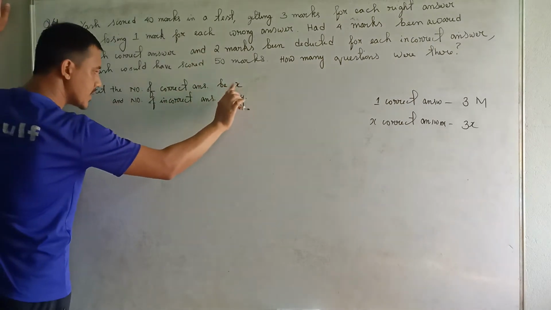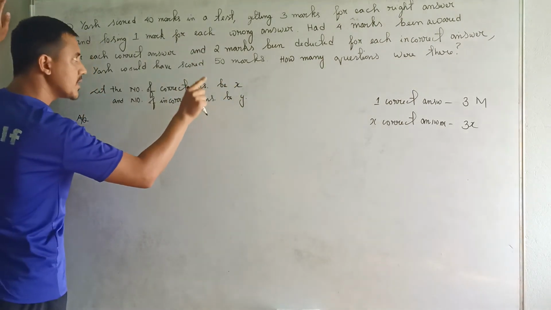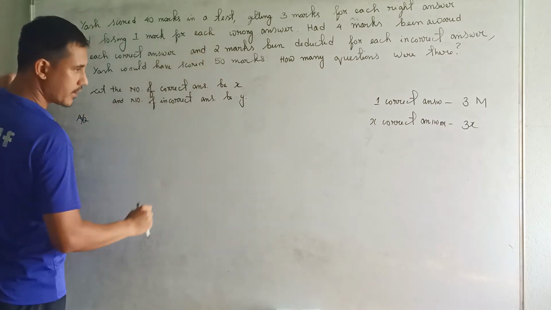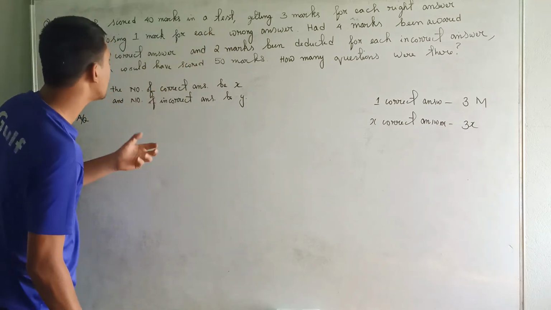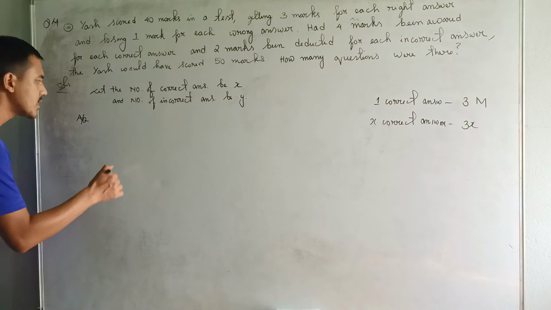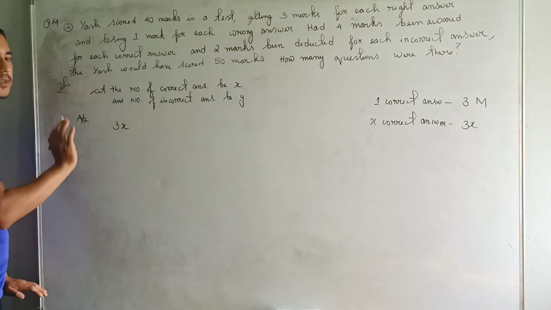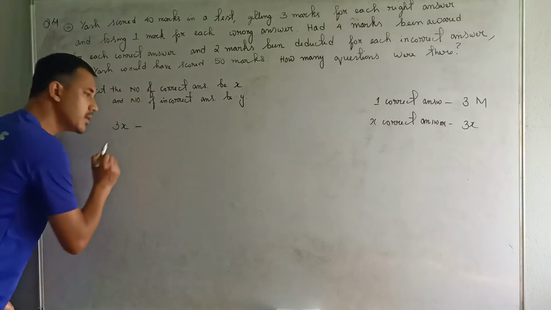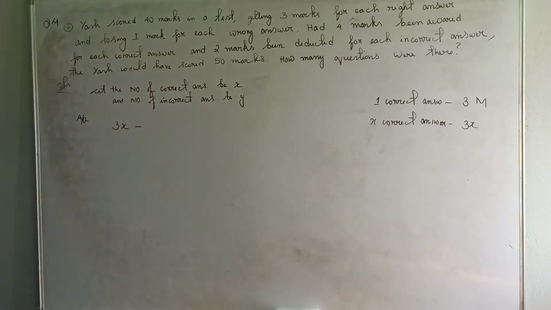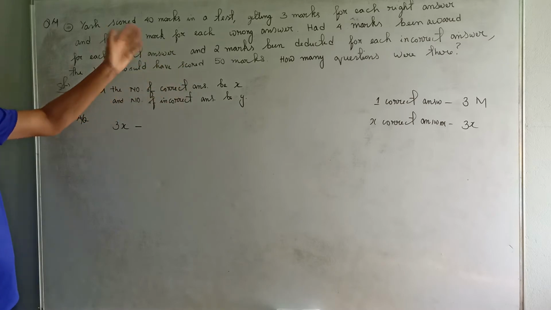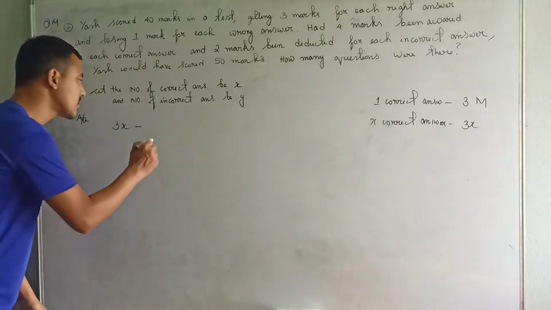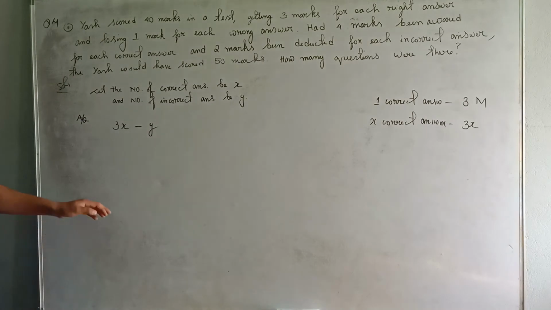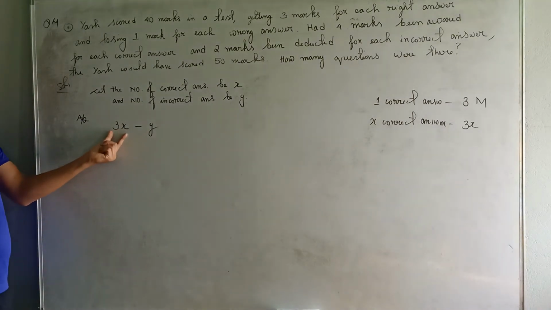Yash wrote X correct answers. Each correct answer is 3 marks, right? For writing X number of correct answers, he will be getting 3x marks, 3 times the number of correct answers. And for writing an incorrect answer, 1 mark is deducted, right? So minus 1 mark for each wrong answer. Okay? So from this, you do the gain in marks.